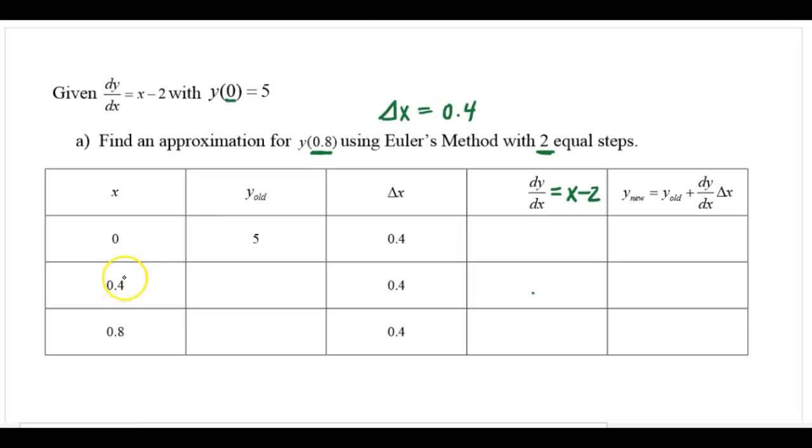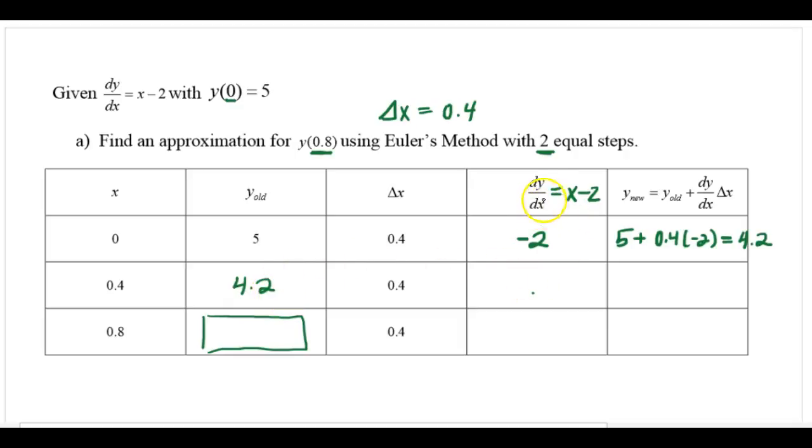And then notice that I filled out my x values to increase by the change in x, delta x, every time. So 0.4 and then 0.8. Ultimately we're looking for an approximation for y of 0.8. We're looking for this value here. My first slope is x minus 2. Well, my first x is 0, and 0 minus 2 is negative 2. So we have 5 plus 0.4 times negative 2. This is negative 0.8. So 5 plus negative 0.8 is positive 4.2. Now that's my y old for the next row, so 4.2.